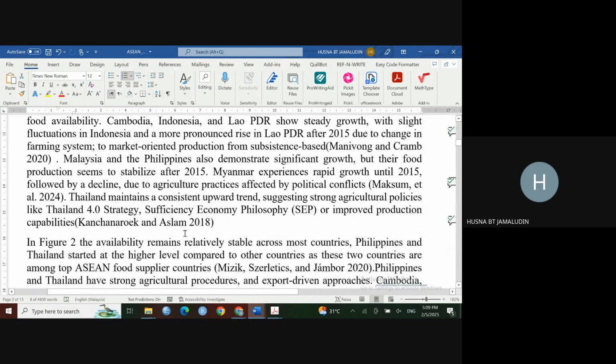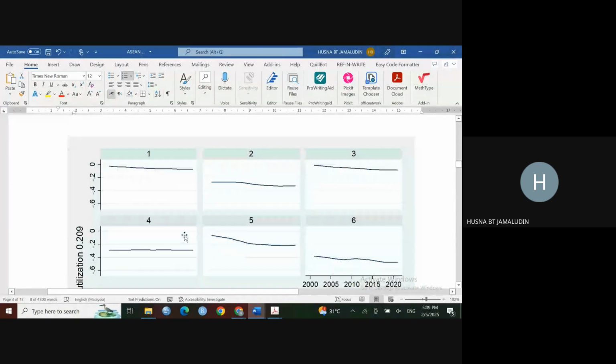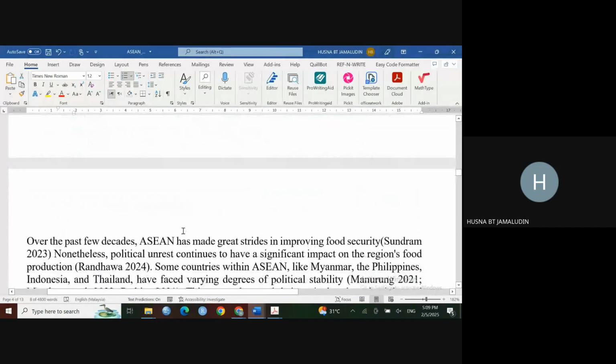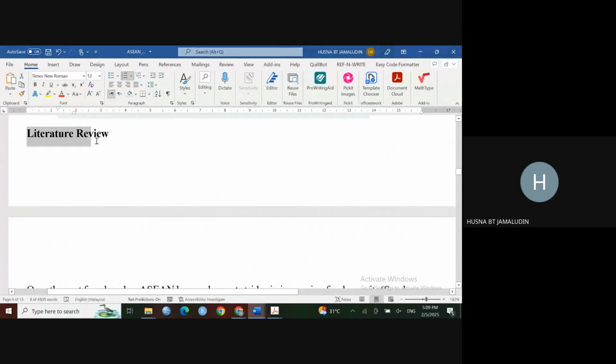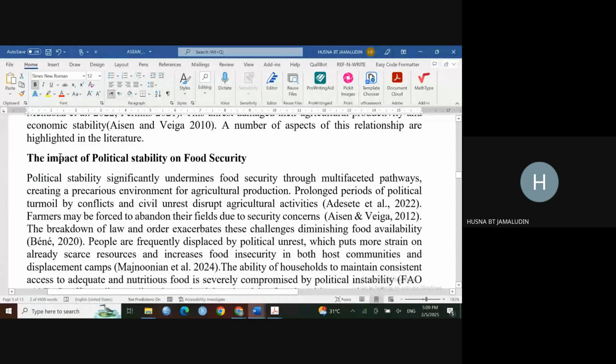Let's see the literature review. Okay, the first one, this is the literature review, right? I don't know why I mistakenly skipped this part when I discussed the literature review. You want to see the impacts of, remember the first objective, political stability and food security. This is fine. You want to see the impact. Is it positive, negative? Right?